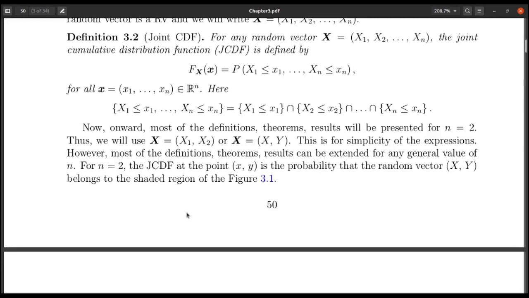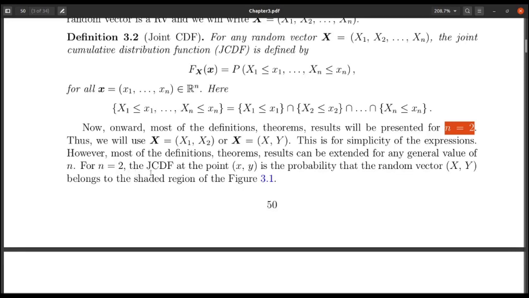Okay, so now onward, I am not going to write most of the results with general n. Sometimes I will write with general n, but in most cases I will take n equals to 2, and we are going to discuss several results and examples in the rest of the chapter. Sometimes I will write the result for general n, but notice that most of the results which I state for n equals to 2 can be generalized for any general finite value of n.